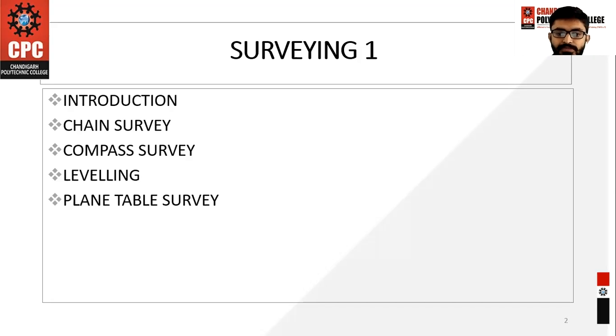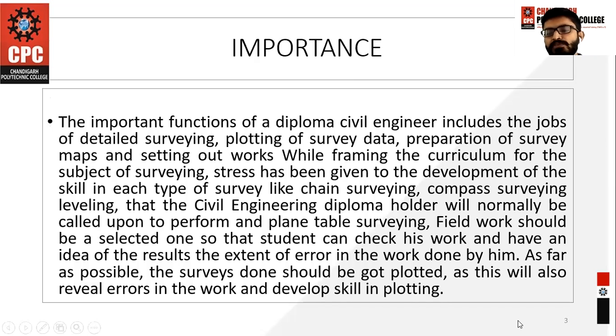Okay, so in the further slides, moving on. What is the importance of studying this subject? As I have already told you, the important functions of a diploma civil engineer include the jobs of detailed surveying, plotting of survey data, preparation of survey maps, and setting out works. While framing the curriculum for the subject of surveying, stress has been given to the development of skill in each type of survey, like chain surveying, compass surveying, leveling, and plane table surveying, that the civil engineering diploma holder will normally be called upon to perform.